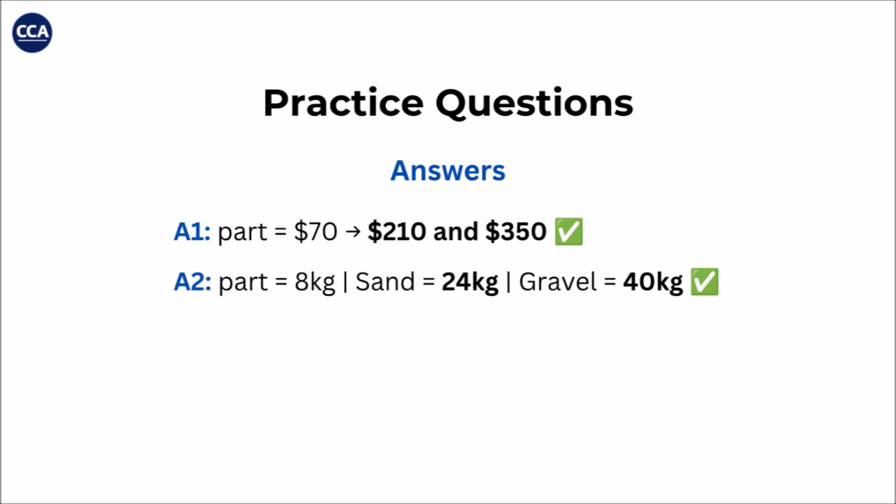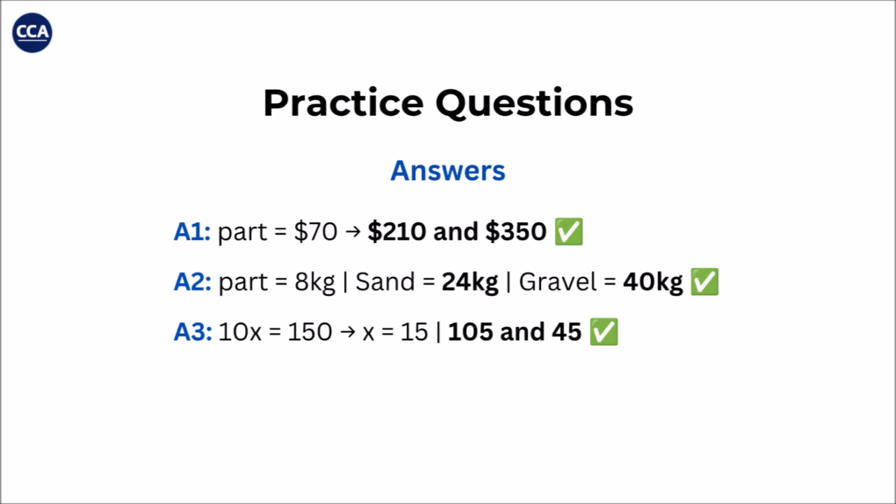Answer 2. Cement is 1 part and equals 8 kilograms. 1 part equals 8 kilograms. Sand, 3 times 8 equals 24 kilograms. Gravel, 5 times 8 equals 40 kilograms. Total concrete, 8 plus 24 plus 40 equals 72 kilograms.